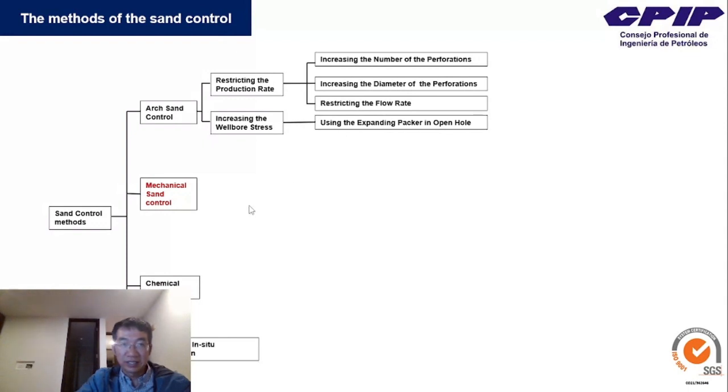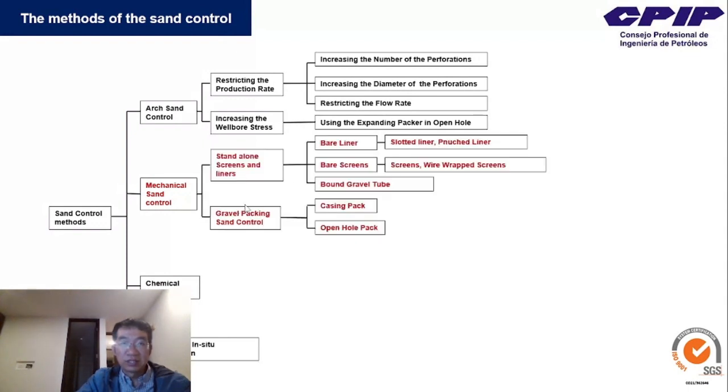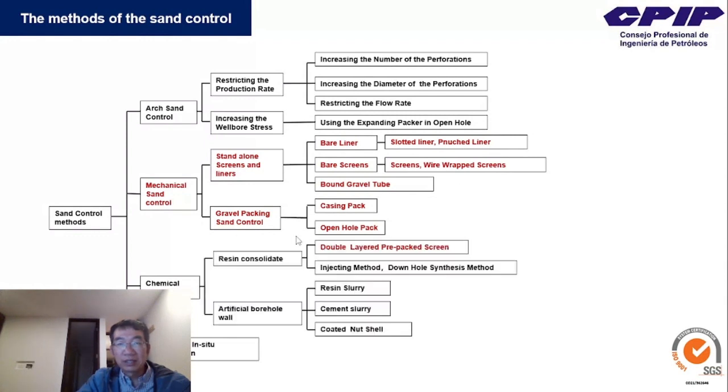The second method is mechanical sand control. The first is stand-alone screens and liners, bare liner. It contains slotted liner and puncture liner. And the bare screens contain wire-wrapped screens and bound gravel tubing. The second one is gravel packing sand control. The first one is casing pack, and the second one is open hole pack.